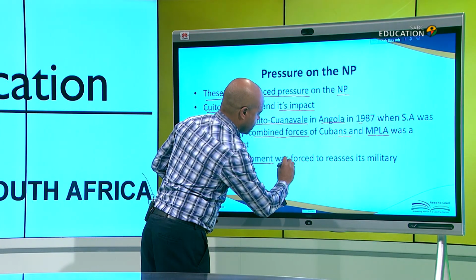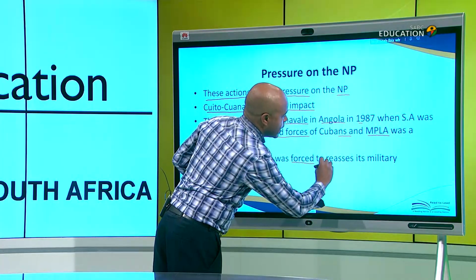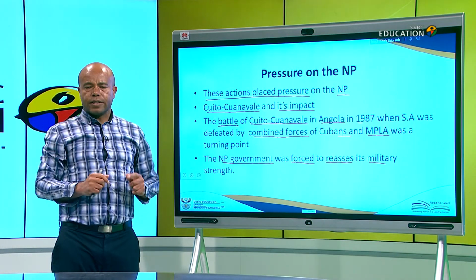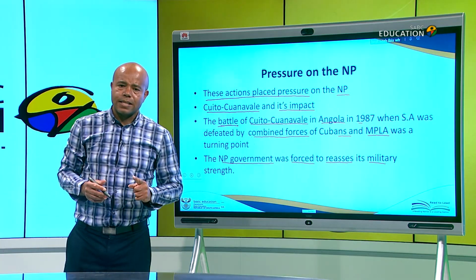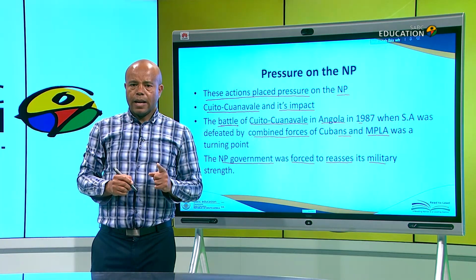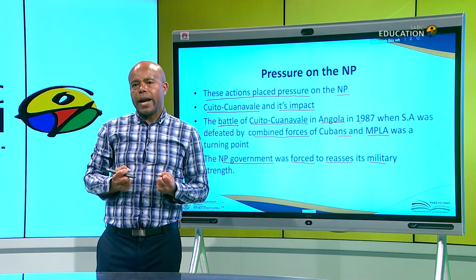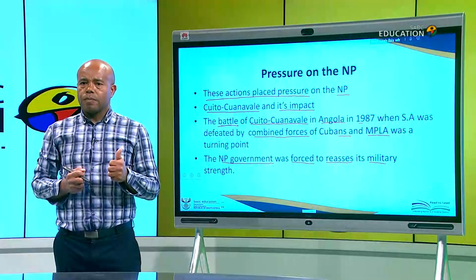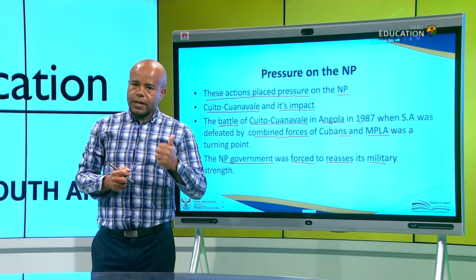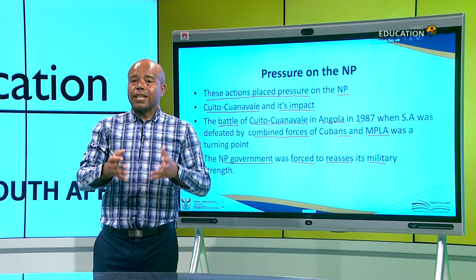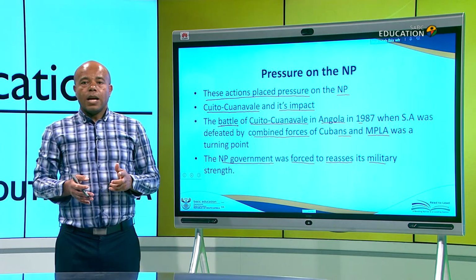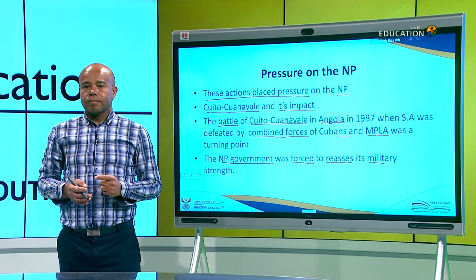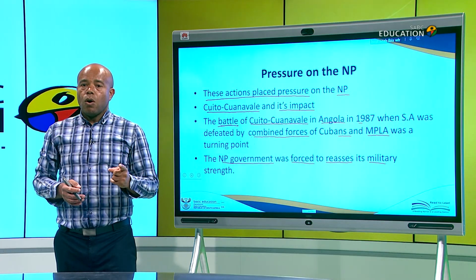was forced, take note, was forced to reassess its military strength. Meaning now that the National Party realized they could not fight the ANC physically anymore. Why? Because the ANC had no support from the USSR anymore. The USA and Britain would draw their support towards the National Party. So meaning now, the fall of the Berlin Wall, the ending of communism in Russia, the ending of the Cold War, what did that do?